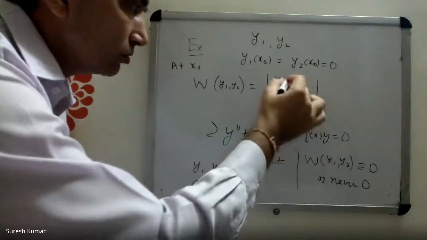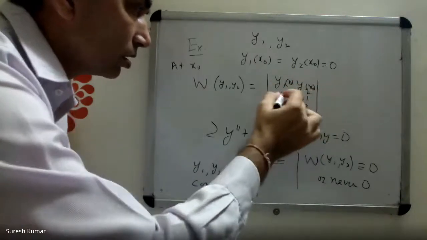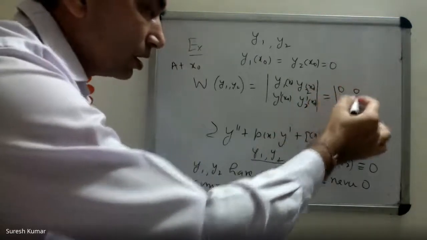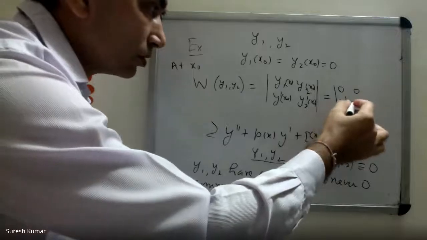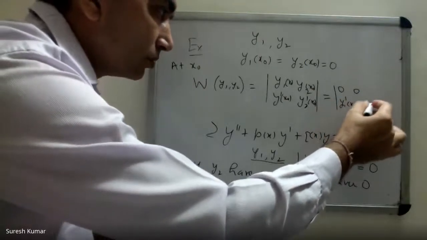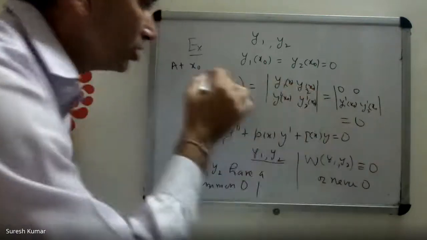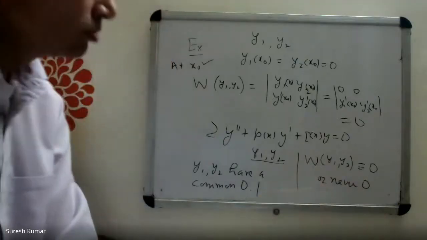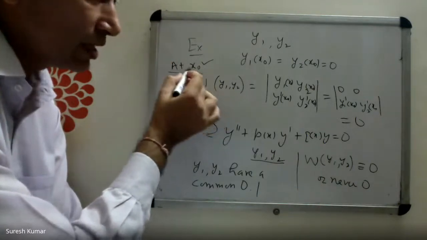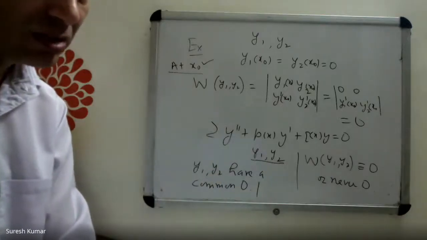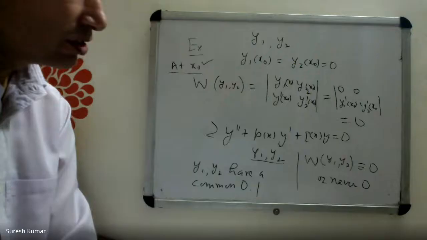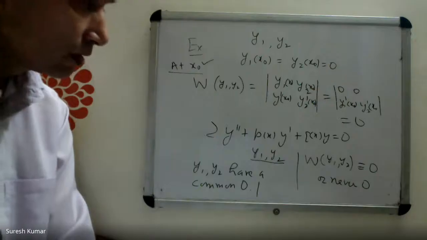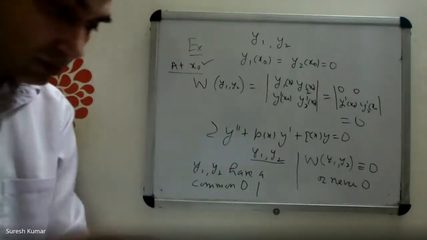So in particular, if you find it at x naught, what happens? The first row becomes identically zero. And that tells you the Wronskian is zero at one point at least, but you know the Wronskian is either identically zero or never zero. You are able to see that at least at one point x naught it is zero. It means it must be identically zero. And if it is identically zero, y1, y2 are linearly dependent. Is it clear?